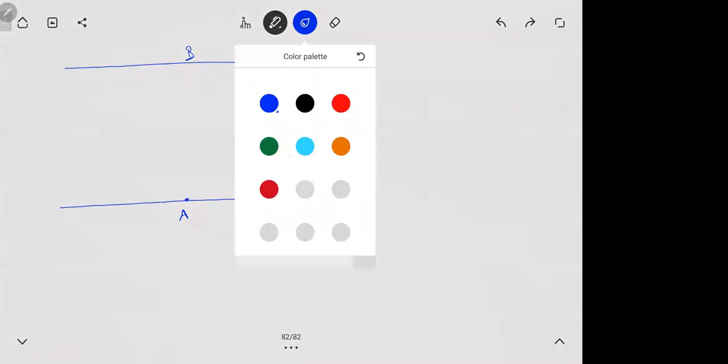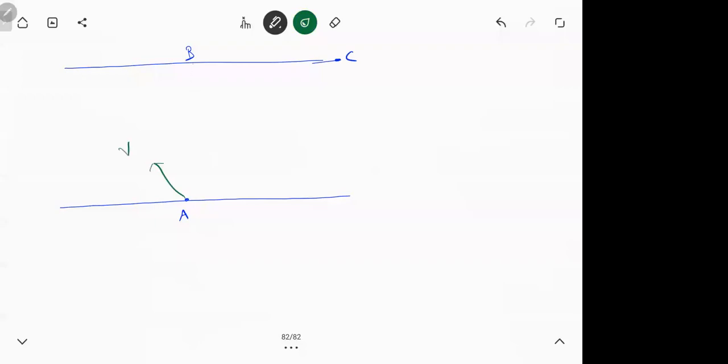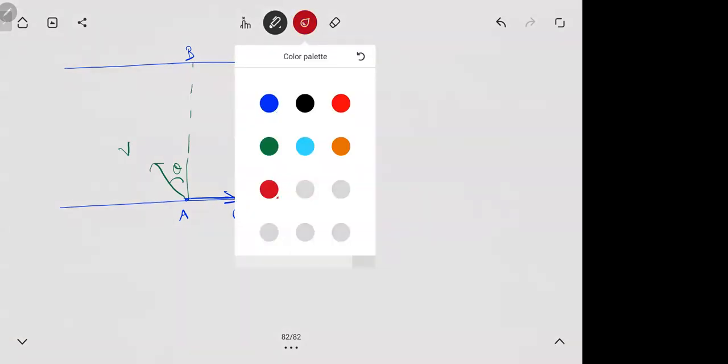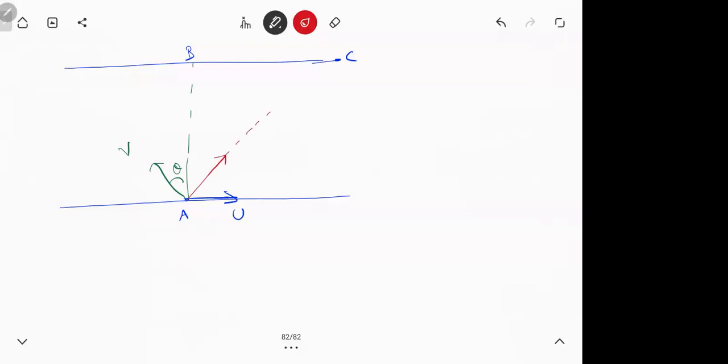Next thing, let the man swim at an angle theta. So A, B, you want to go to C. So the man will swim like this, V at an angle theta. The river will push you this way. Right? And how will you go? And he wants to go this way. Got the point? So the man wants to go along AC.